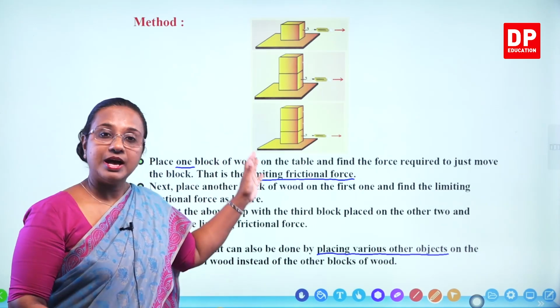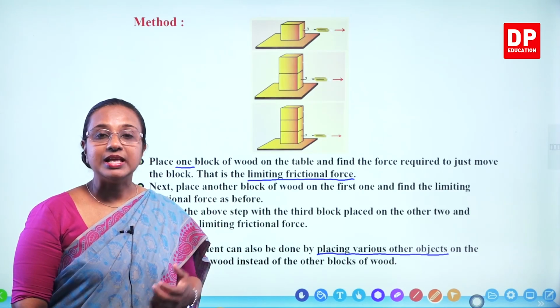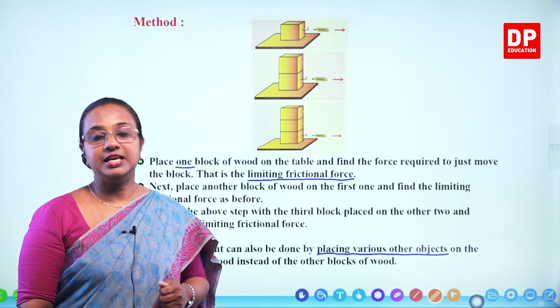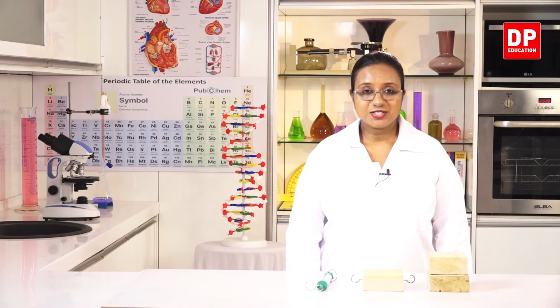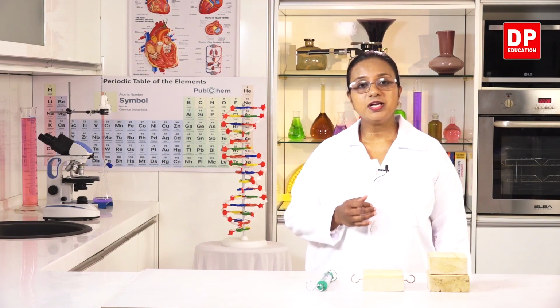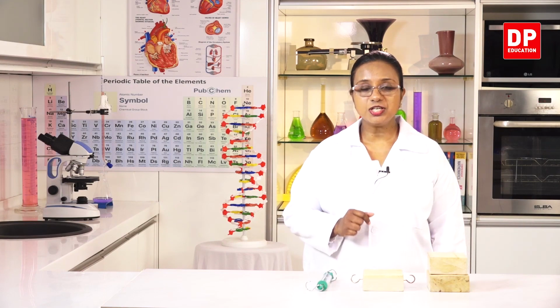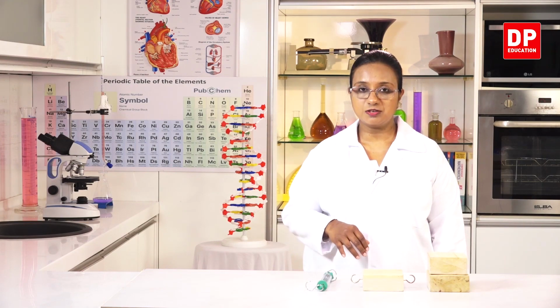So students, you have understood the steps of this activity clearly. Now let us do the activity in the lab. Okay students, now let us do this activity. Here we are going to observe the effect of perpendicular reaction on the limiting frictional force.